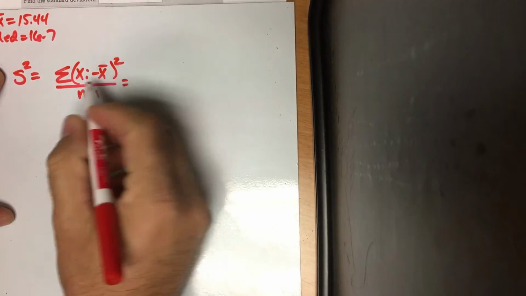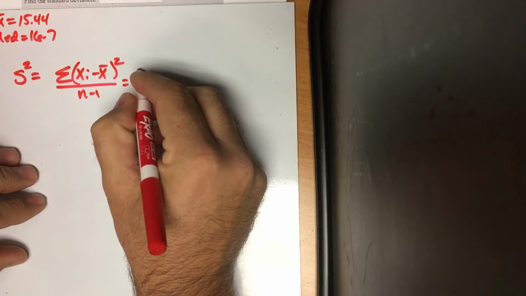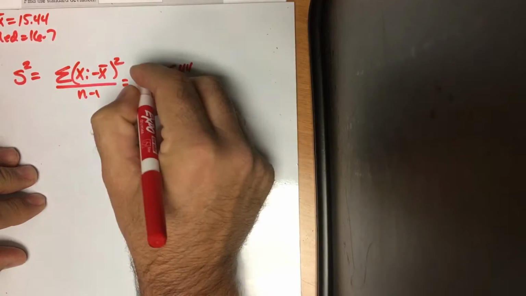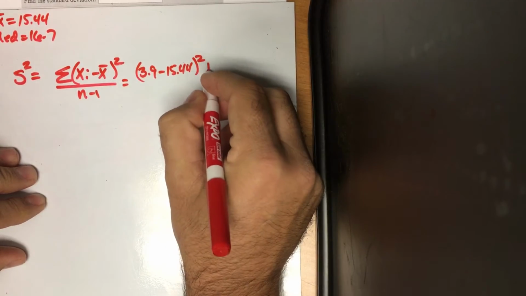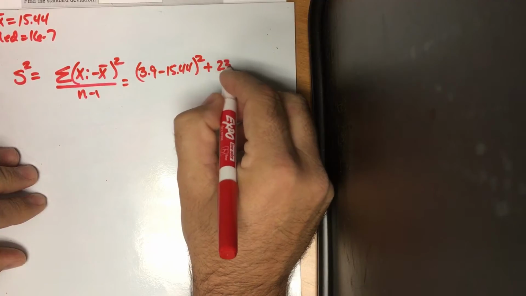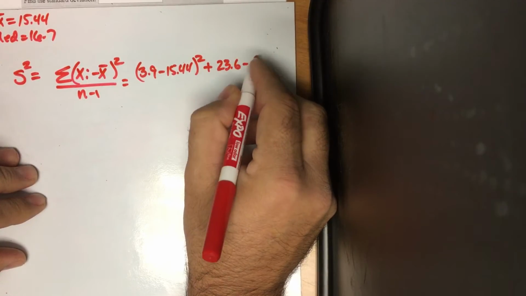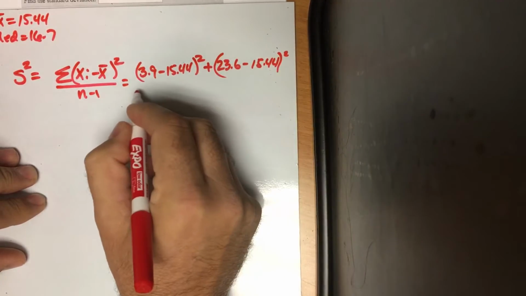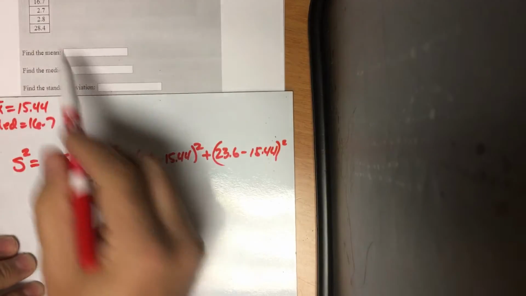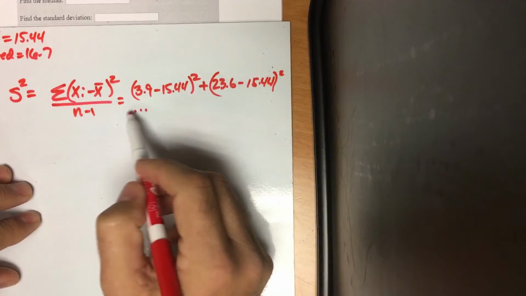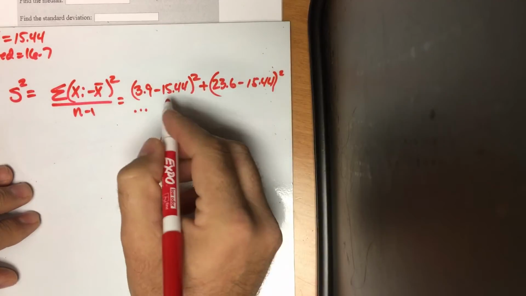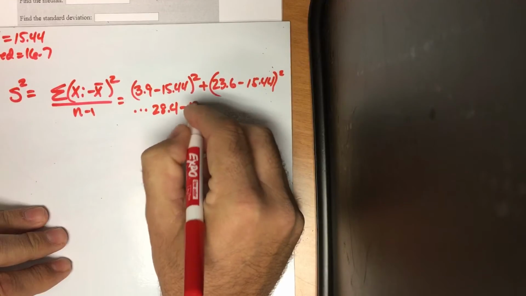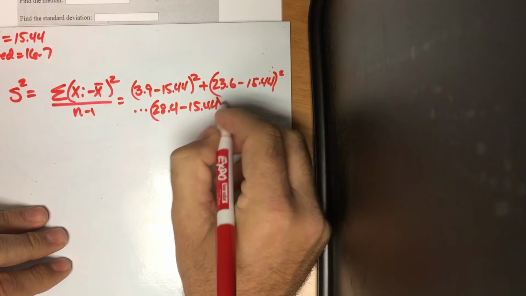So what am I going to do? I'm going to take all of my x's. So I'm going to take 3.9. I'm going to subtract the mean from it, which is 15.44. Then we're going to square that. And then we're going to do it again for the next element, which was 23.6 minus the mean, which is 15.44. Then we're going to square that, and we're going to keep going. We're going to keep doing that all the way through each of these elements. So just to show that we've done it for the first one, for the second one, and then the last one was 28.4 minus the mean, 15.44. Then we're going to square that.